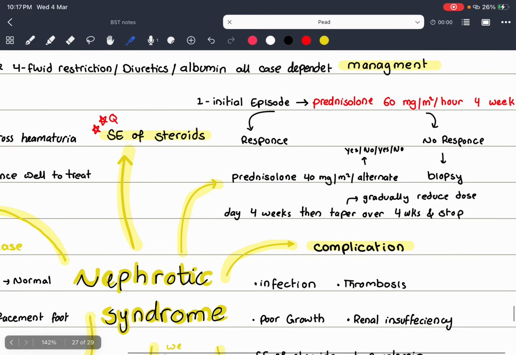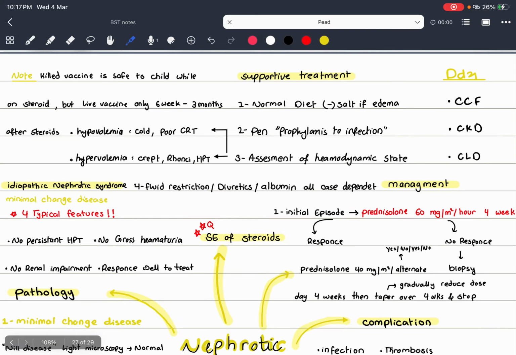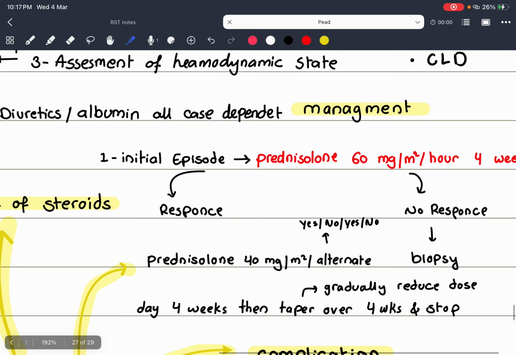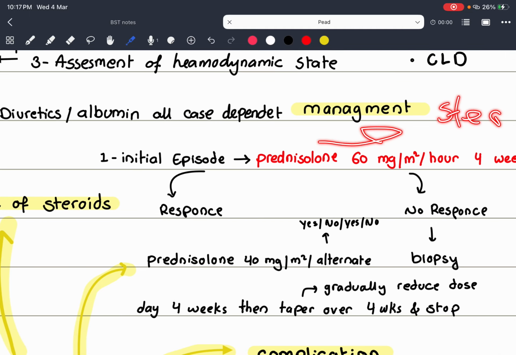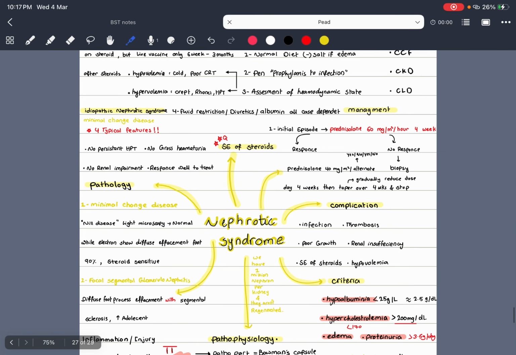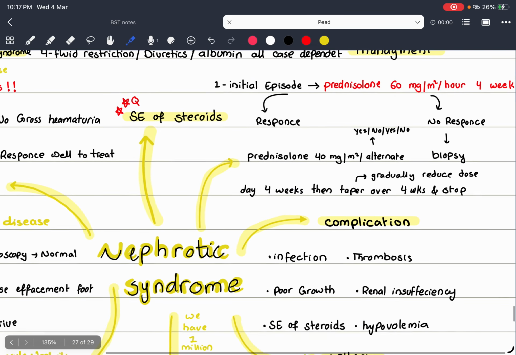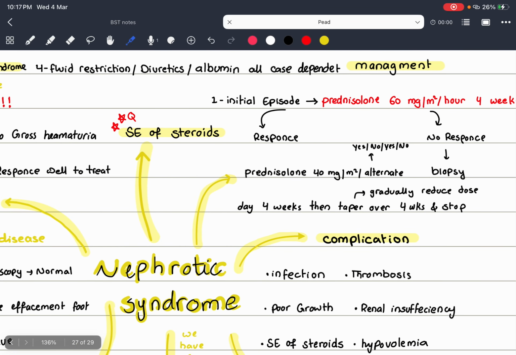Okay, how do we manage? So the first line of management, let's cover the supportive management first. Or no, the main management is steroids. Of course, steroids, because it's the immune system affecting our kidney inflammation. Either way, it's inflammation and immune system, so we always use steroids.